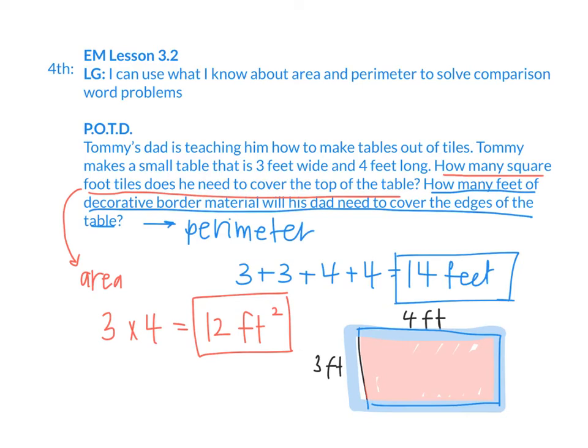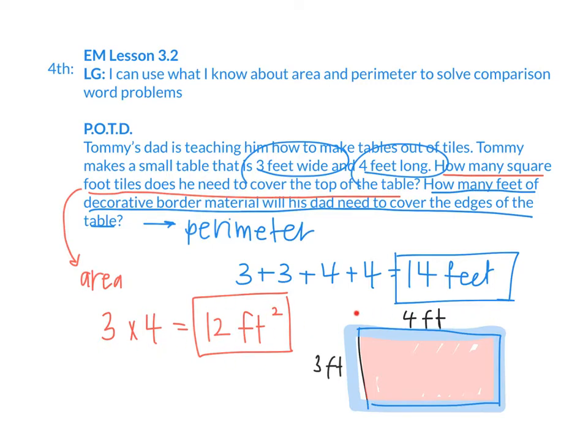Okay, for this problem, if we know that the length is 3 feet long and the width is 4 feet long, as stated in the problem, then in order to find out how many square foot tiles he needs to cover the top of the table, it's just like finding the area. So we know from yesterday, the formula to find area is the length times the width, or 3 feet times 4 feet, which will equal 12 square feet.